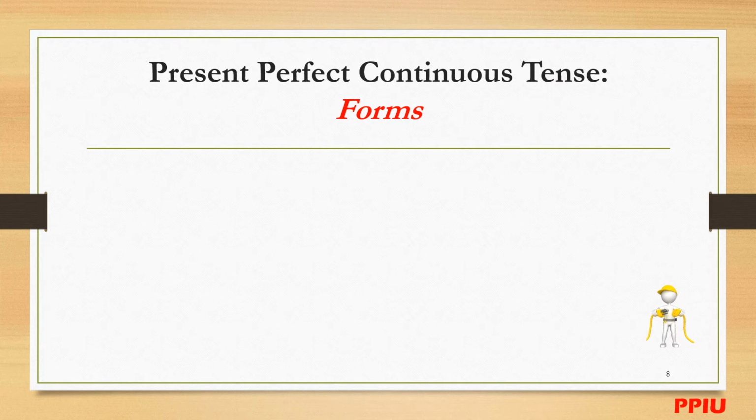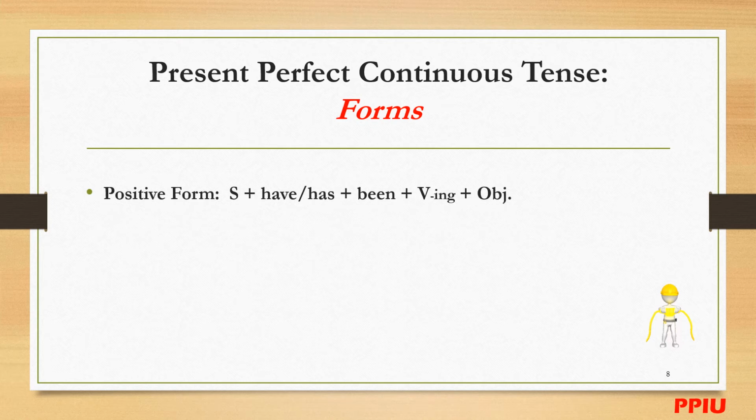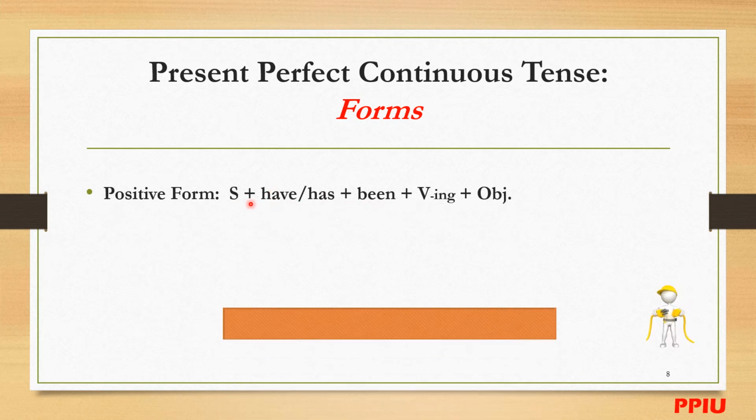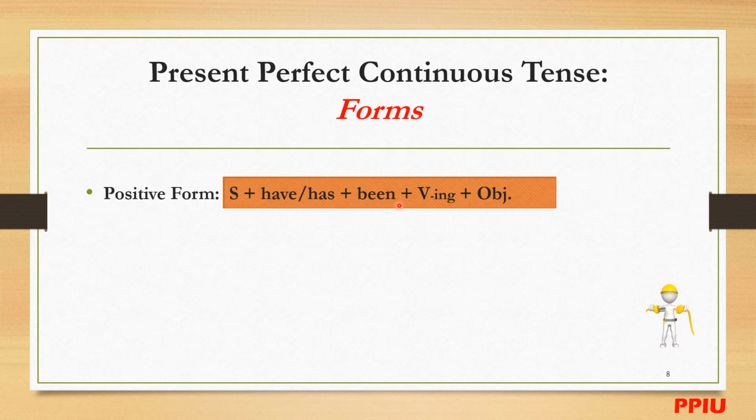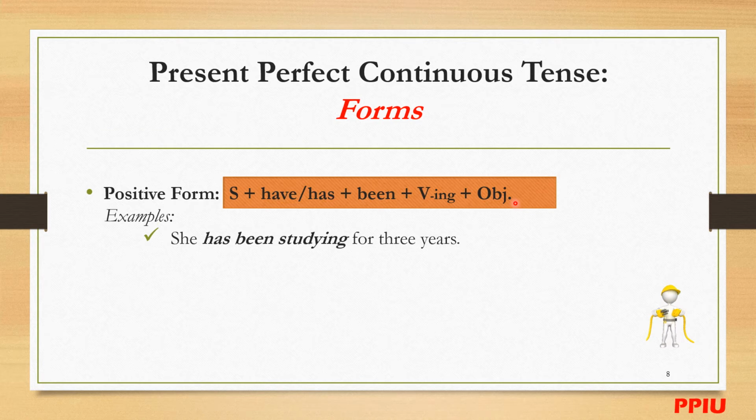Okay, we just see the form briefly. So this part is just something special here. We just have subject plus have or has plus been plus verb-ing plus an object. You can see the example. She has been studying for 3 years. Okay, studying what? Studying English.